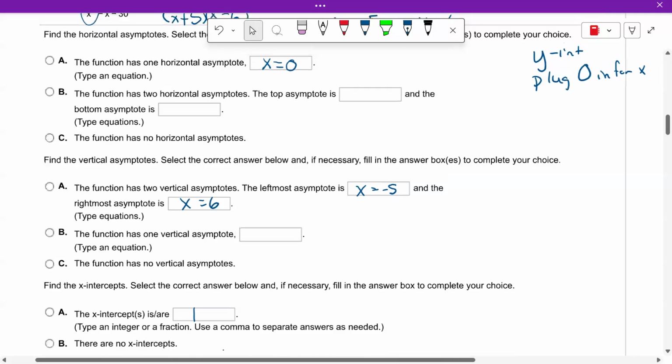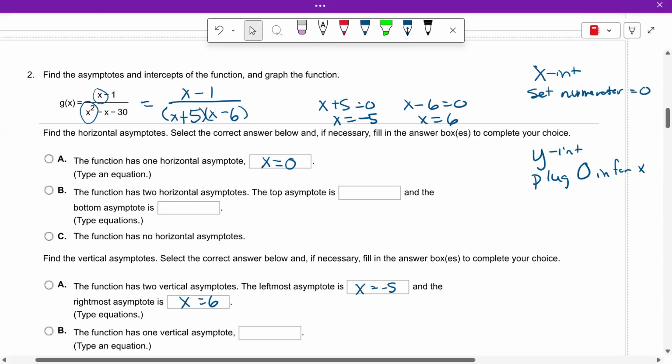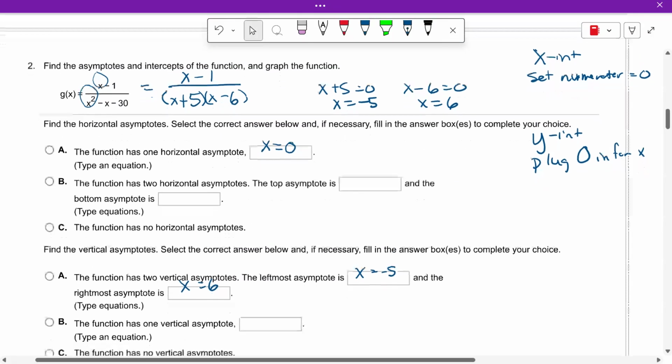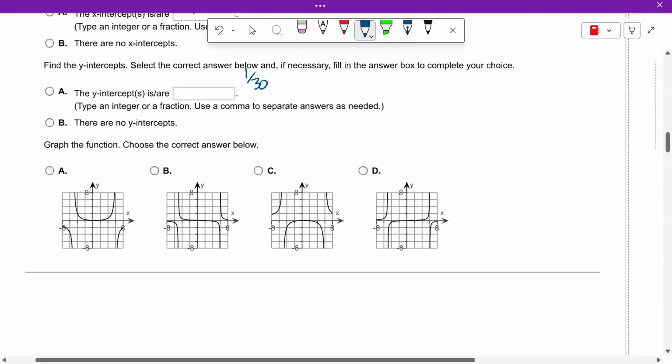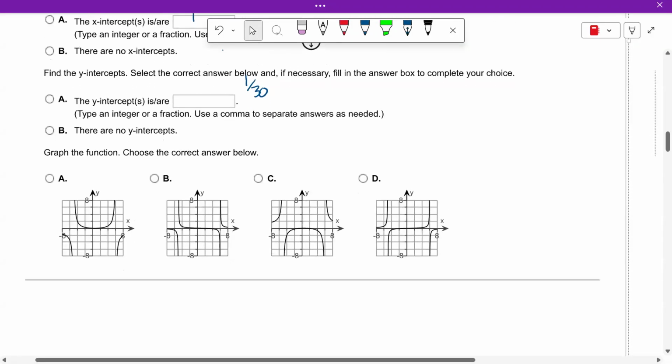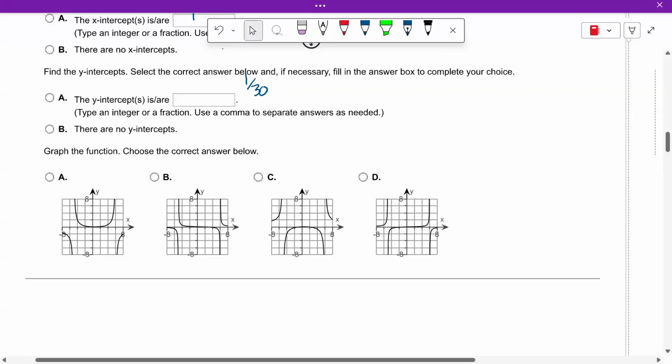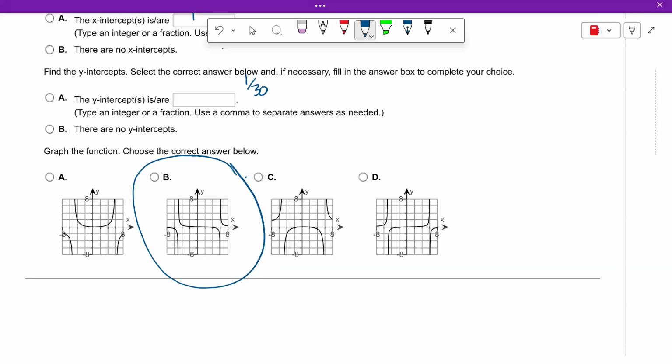So what does it look like? Well, we have asymptotes at negative 5 and a positive 6. And I have a y-intercept at 1/30, just barely above 0, and an x-intercept at 1. So it's going to cross at 1, and then I'm at negative 5 and a positive 6. I would say it looks like B. You can always check with your graphing calculator to be sure.